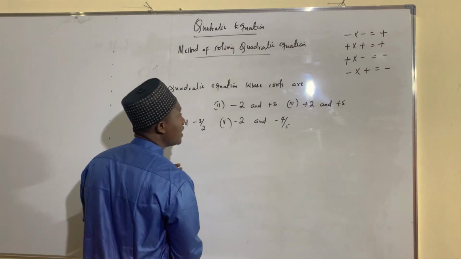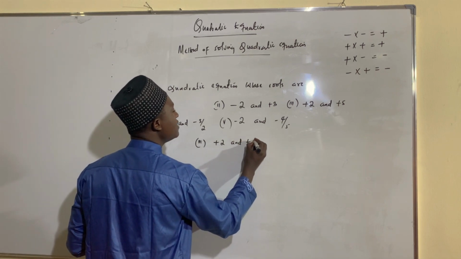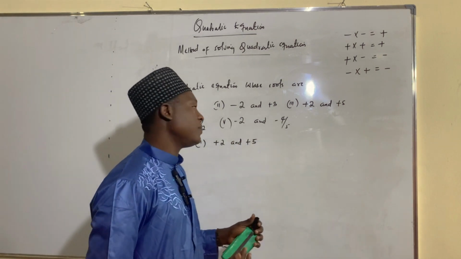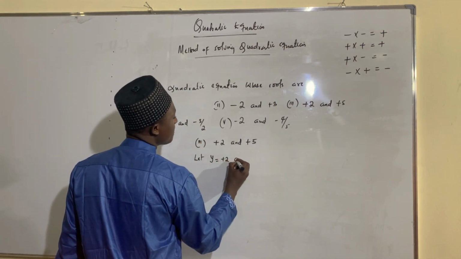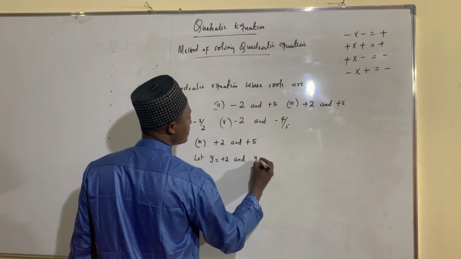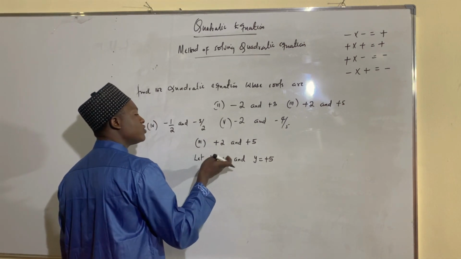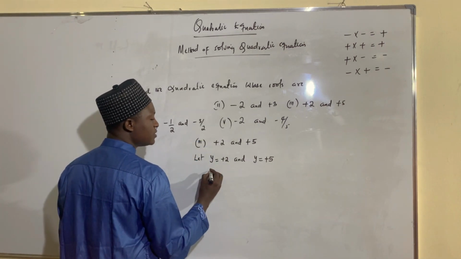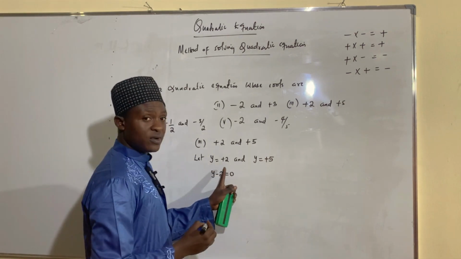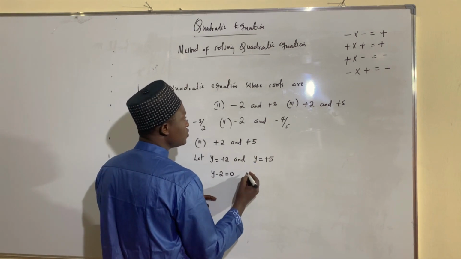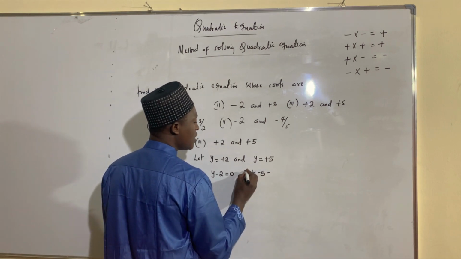So in the third one, they said that we have plus 2 and plus 5. So let's use another alphabet here. Let y equal to plus 2 and let y is equal to plus 5. So the same method. What we have here is plus. When the plus comes here, of course, it's going to become minus. That means that we have y minus 2 equal to 0, because we have already explained this one before. Then as well, the second one too, we have y minus 5 is equal to 0.